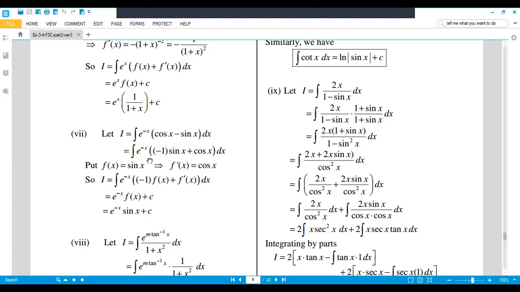The seventh part is e power minus x into cos x minus sin x. Just change the position of sin x and cos x, because for e power minus x, the power's derivative is minus 1, which is present here. So f of x is sin x and f prime of x, its derivative, is cos x. You put it in the equation: minus 1, f of x plus f prime of x dx, e power minus x f of x plus c. We put the value, so we get the required answer.